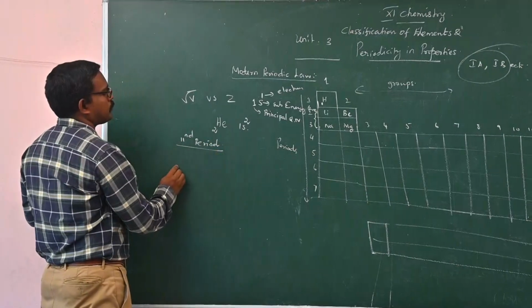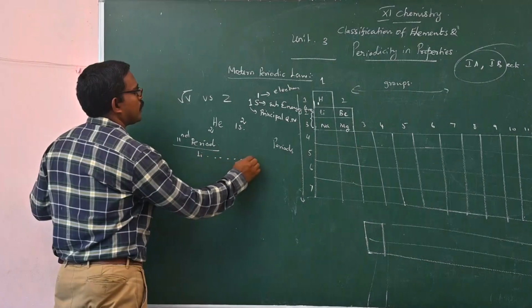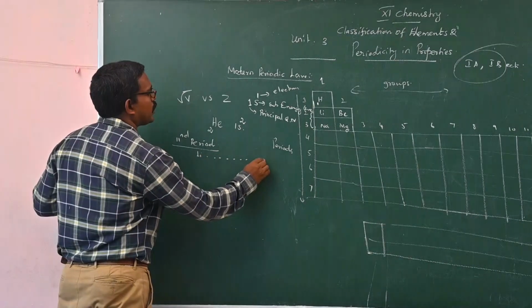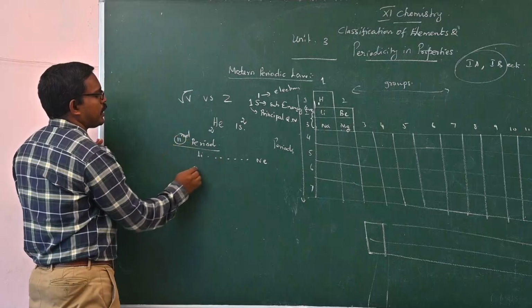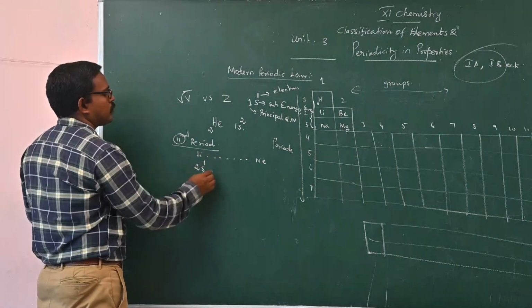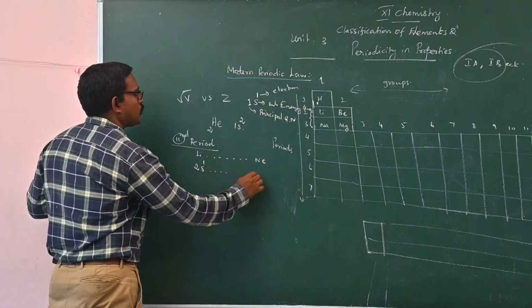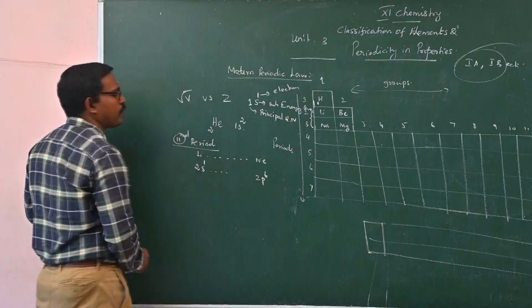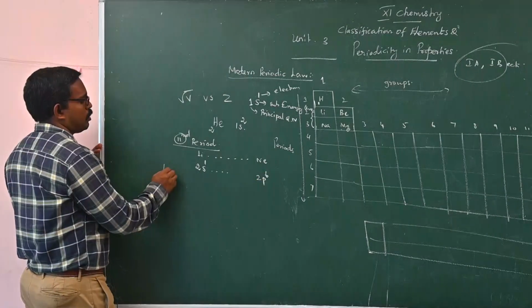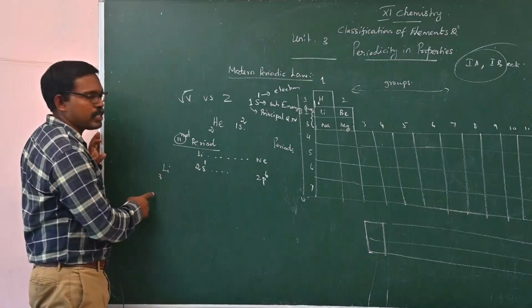Second period starts from lithium, ends with neon. Second period starts from 2s1 and ends with 2p6, or simply say lithium, atomic number 3. How to write the electronic configuration of lithium?